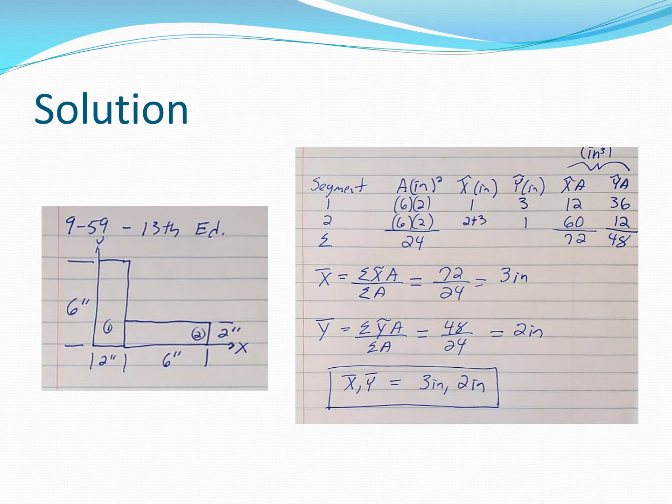So the x bar value, if I look at segment 1, it's 2 wide, so it's going to be at 1. The y bar value is going to be in the middle, so it's going to be 3 over from the edge of the rectangle. However, you have to go 2 to get to that 3, so it's 5 in that particular case. Y bar values, again, it's in the middle.